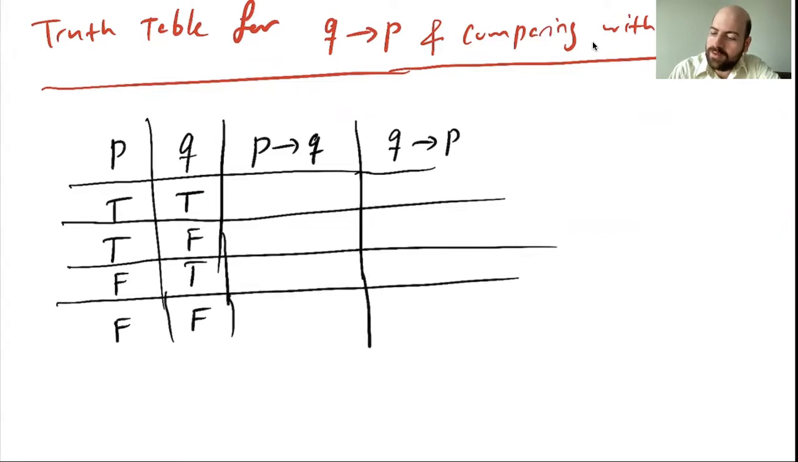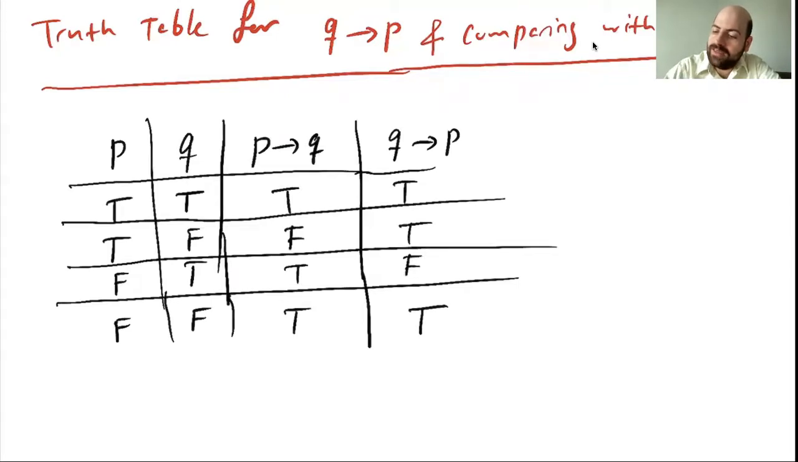Okay, so if both of them are true, this will be true. If P is true, Q is false, then true implies false. We said it's false, if you remember. But Q implies P will be false implies true, which is true. For the other one, Q implies P will be true implies false, which is false. And if both of them are false, then P implies Q and Q implies P will both be true.